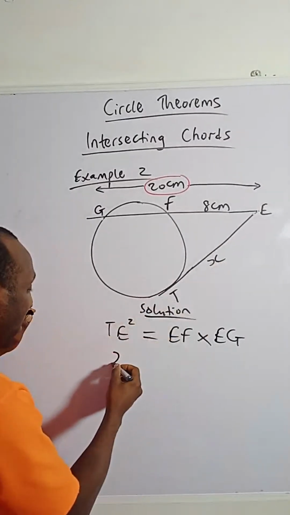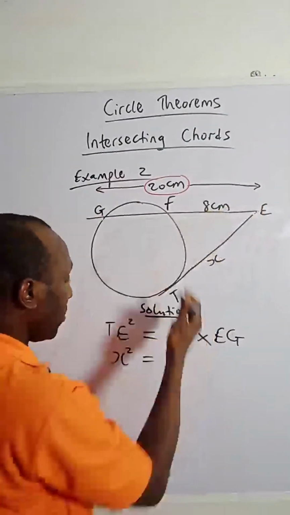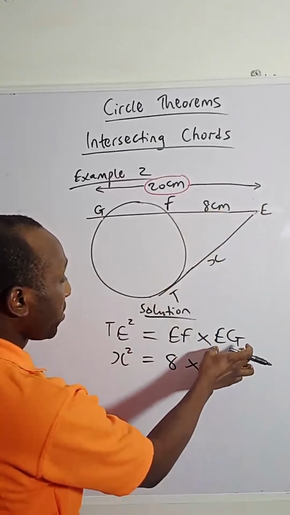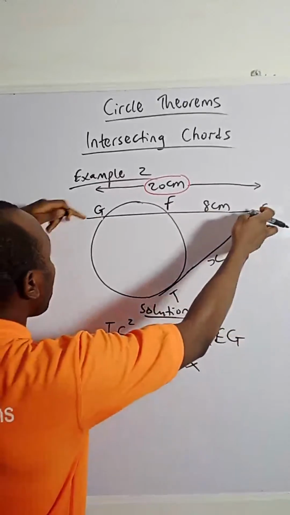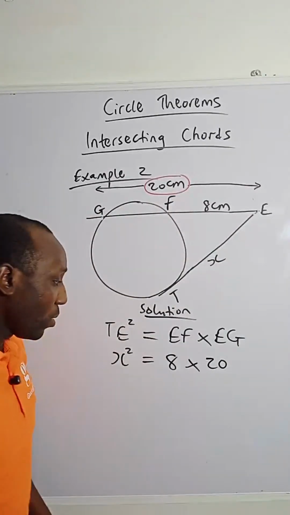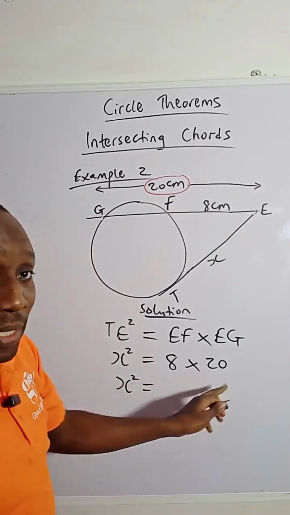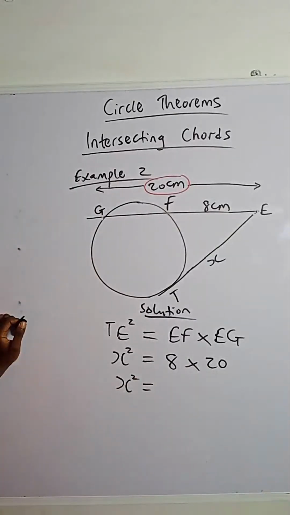That's X. So you do X squared is equal to, EF is 8. So 8 times, what's EG? You were given EG as what? 20 centimeters. So you have 20 there. That's what you do. So x squared is equal to what? 8 times 20 is what? 160.